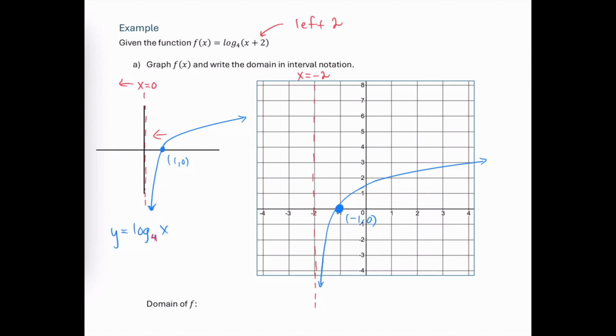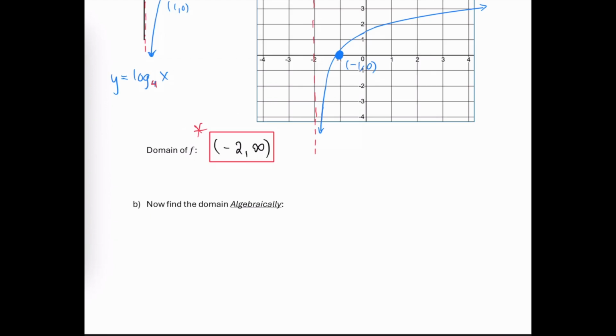And now our increasing logarithmic function approaches x is equal to negative 2, and the domain of this function is going to be from negative 2 to positive infinity. So the domain is now different because we shifted the whole thing left 2 units. Now, some logarithmic functions are difficult, if not impossible, to graph using transformations, so we also need an algebraic process.